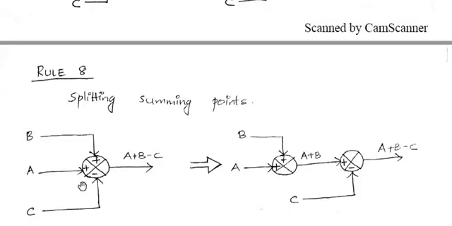So when we split the summing points into 2 also, the final output should be A plus B minus C. So first we have a summing point which will receive the signals A and B, and it gives output A plus B. And this A plus B is applied to the second summing point, and the other input to the second summing point is minus C. So this second summing point will give the output A plus B minus C. So this is how we can split the summing points.